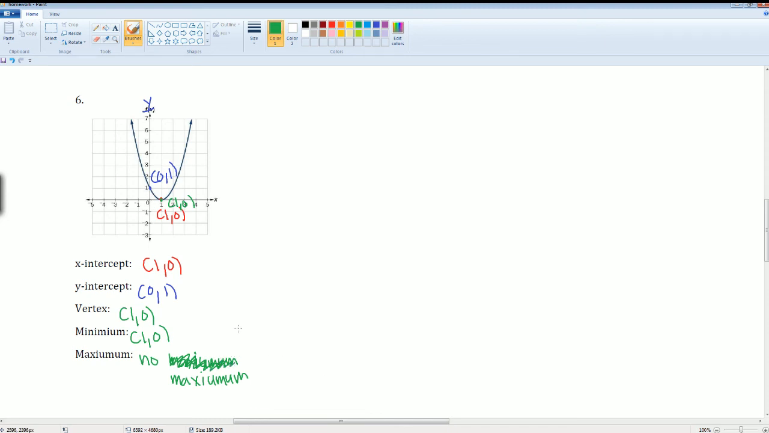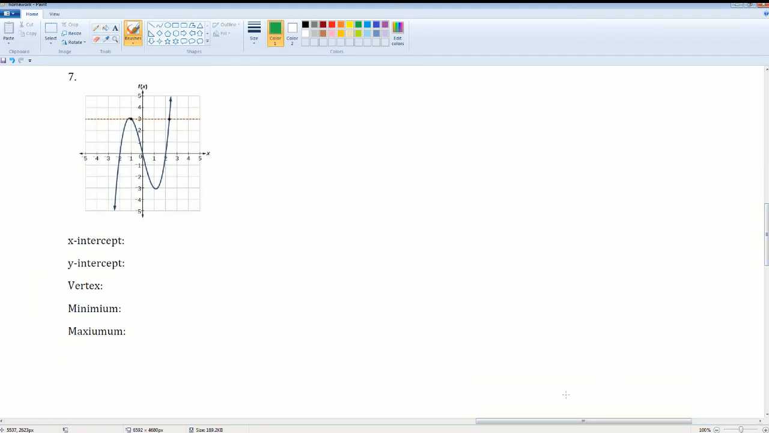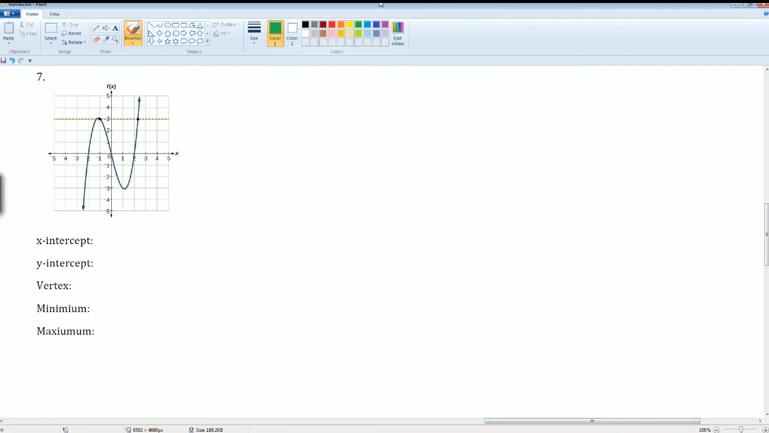Good. And let's do this one. Oh, this is a really good one. I like this one. Nice, a third degree polynomial. X-intercept. Where does it cross the x-axis? Right here. This is at negative 2, 0. We keep going. We hit it at 0, 0. And we hit it right there. That is 2, 0. So here it has 3 intercepts: negative 2, 0, then 0, 0, and then our third one, which is 2, 0.